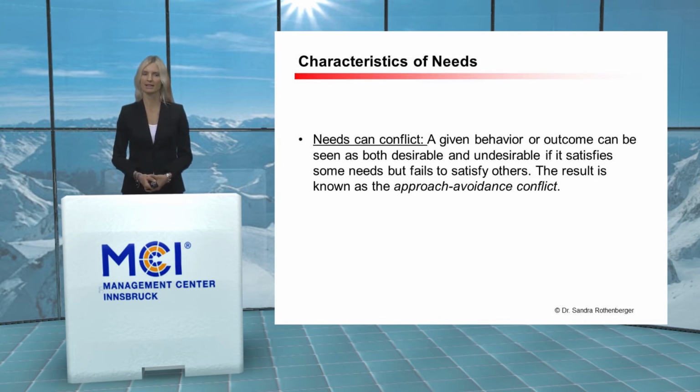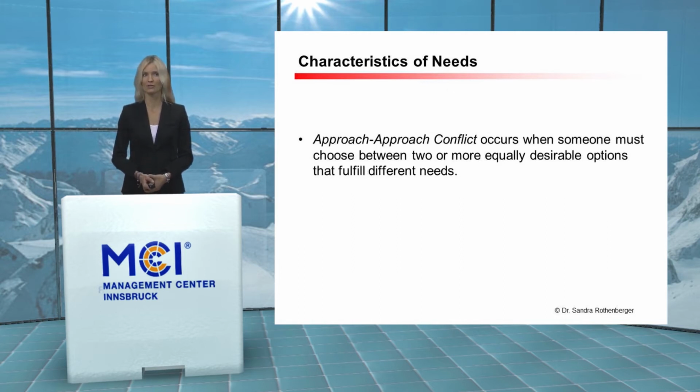The teen might think they are cool for smoking, consistent with a need for belonging, but knows that smoking is bad for health, consistent with a need for safety. When we talk about the different conflicts, we also have the approach conflict, which occurs when someone must choose between two or more equally desirable options that fulfill different needs.